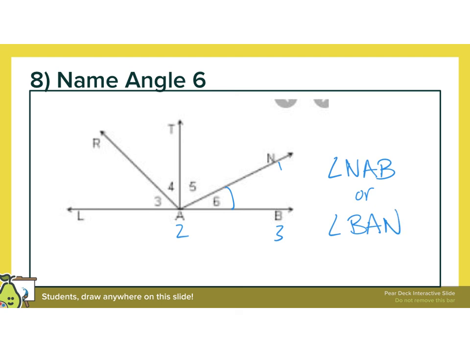Those are your options. So now you're going to take your exit ticket. You're going to have to know what supplementary, complementary, and congruent mean, and then you're going to name an angle.